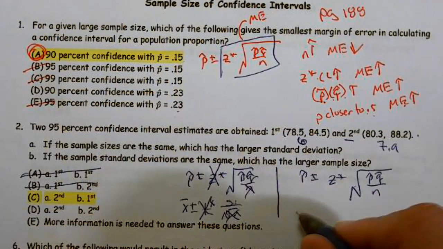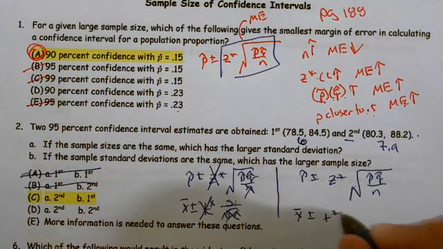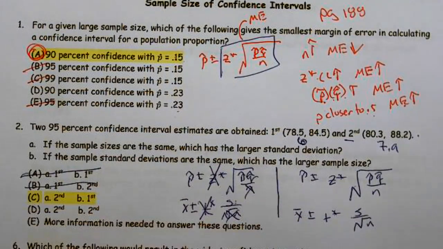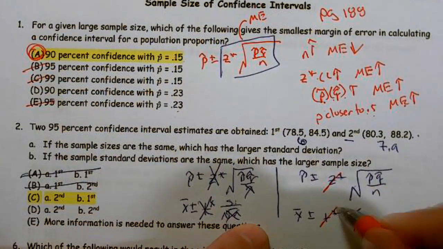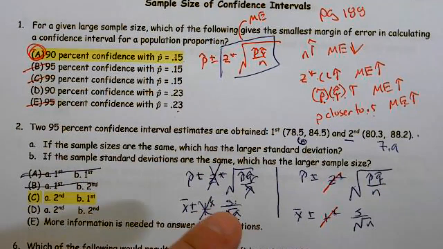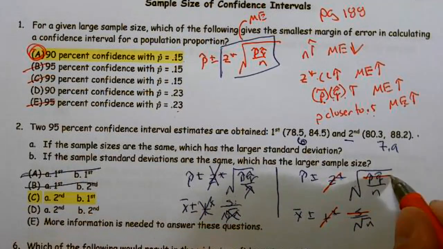And also I'm going to write it for the x bar plus or minus t star s divided by the square root of n. So in this case, they said the sample standard deviations are the same. Well, we already know that they're 95%, so that's going to be the same. We're not going to have to worry about that. Well, they're telling us now that the numerators are the same.